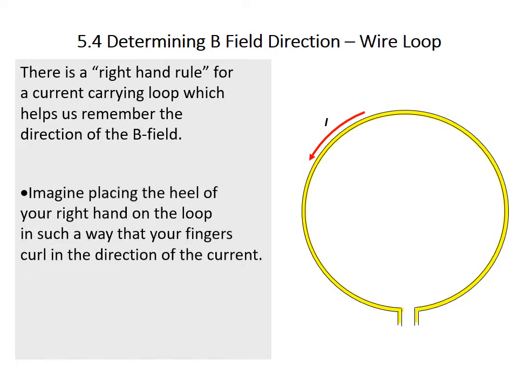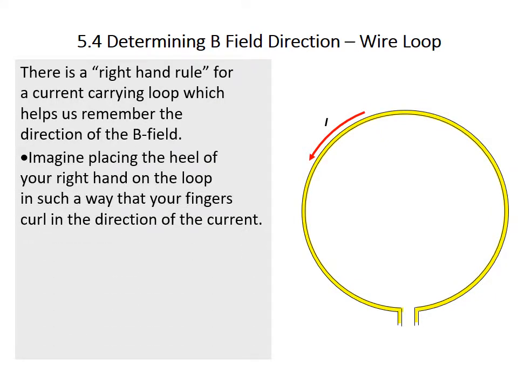This is a little different. Place the heel of your right hand, and by the heel of your right hand, I mean the edge of your right hand along which your pinky also lies. Look at your pinky, and all along the right hand side of your right hand, that is the heel of your hand. You are going to place the heel of your right hand on the loop, in the middle of the loop, on the plane of the screen in such a way that your fingers then curl in the direction of the current.